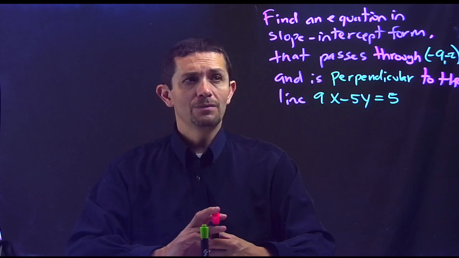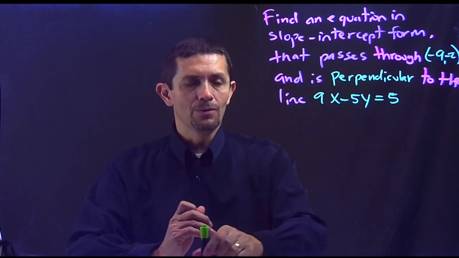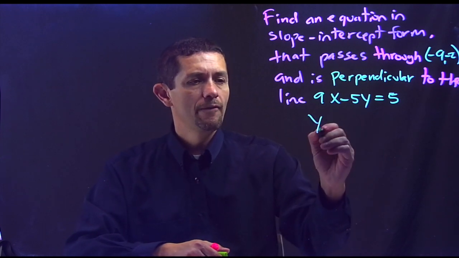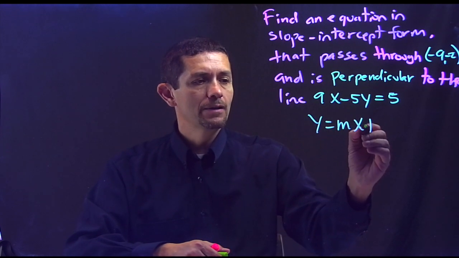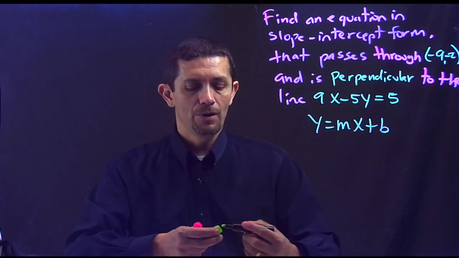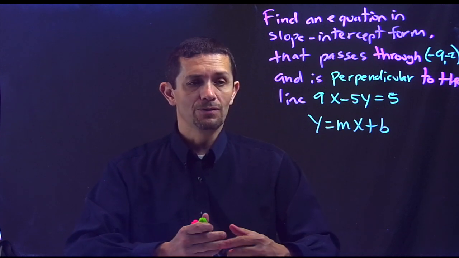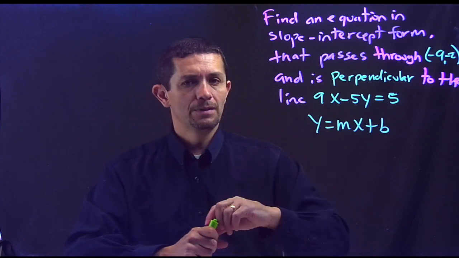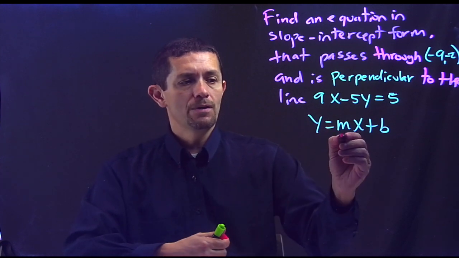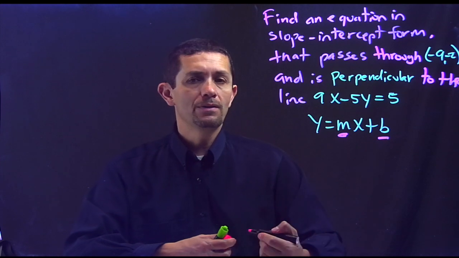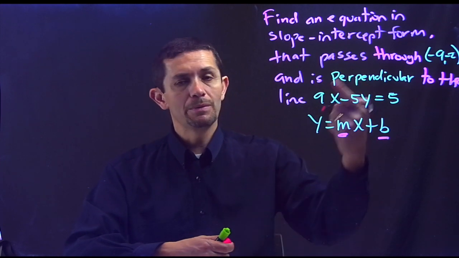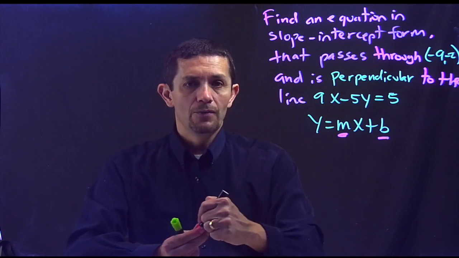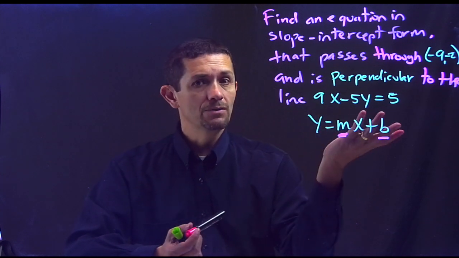So they're asking me for the equation in slope-intercept form. What's my equation in slope-intercept form? y equals mx plus b. Okay, that's the equation in slope-intercept form. Now, that's what the question is. From here, I need to find the slope and the y-intercept. So I have to go back to my problem and see if my slope or my y-intercept was given. If both are given, then just plug them in and you're done.